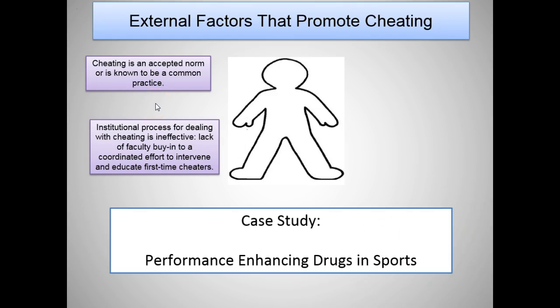Students are more likely to cheat when cheating is an accepted norm, or when it's a common practice, when it's known to be a common practice, and when the institutional process for dealing with cheating is ineffective, when there's a lack of faculty buy-in, when there is not a coordinated effort to intervene, and when we don't catch students the first time, when we can actually educate them.